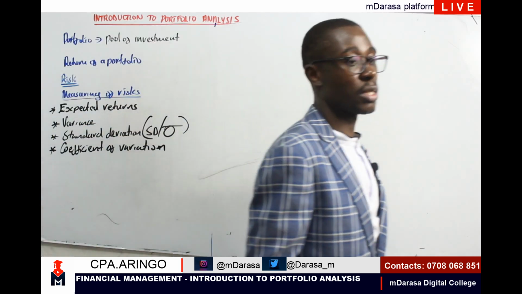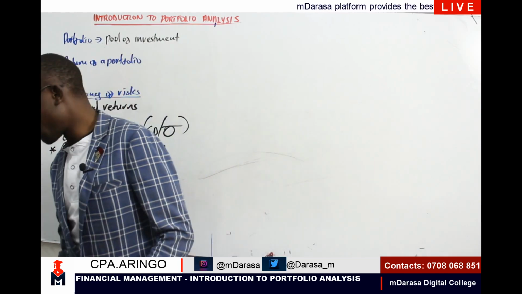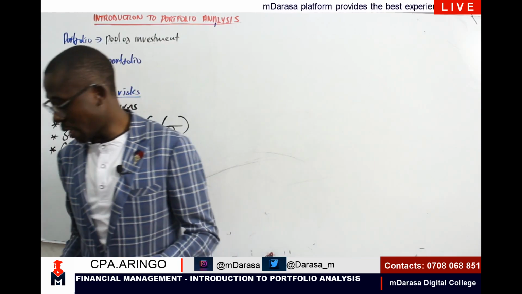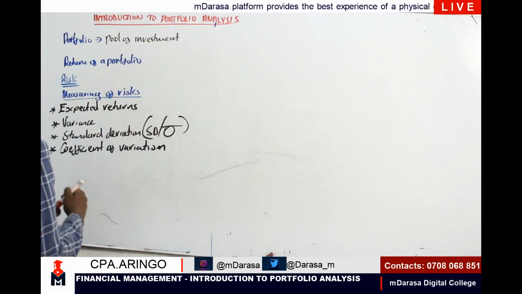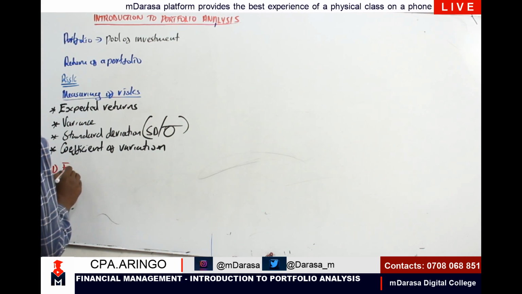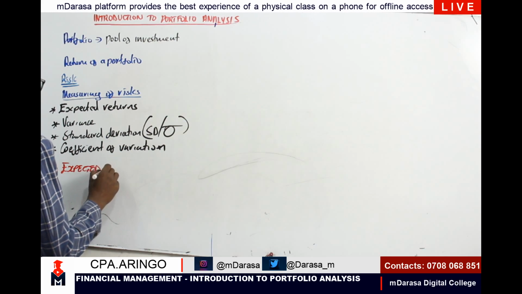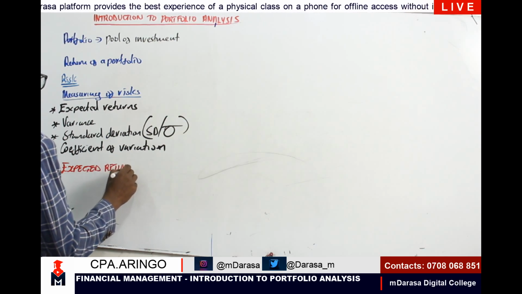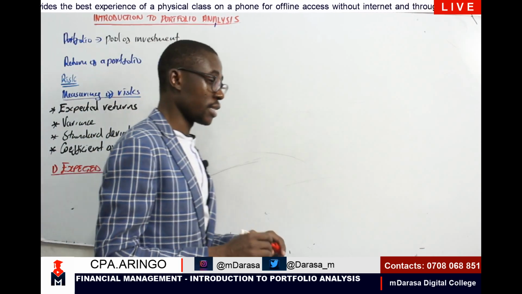These are the methods that you normally tend to use to measure risk, and on that, we will dissect each one of them, starting with number one, which is expected returns.